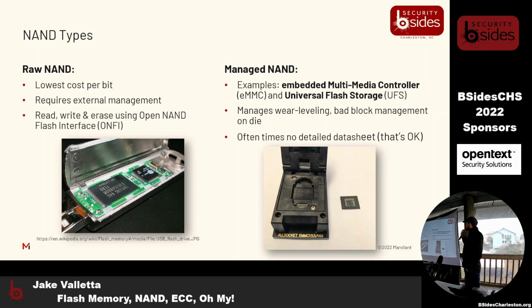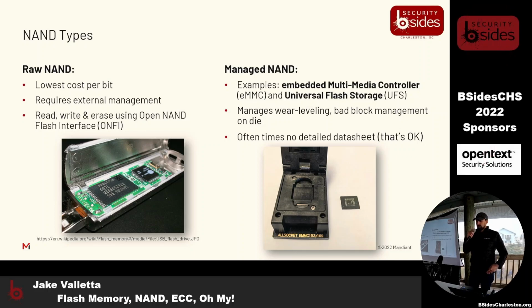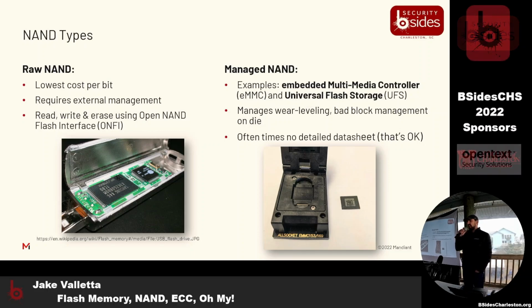Okay, so two types of NAND, because we're going to focus just on NAND for the rest of this talk. One is referred to as raw NAND, which is going to be the lowest cost per bit. You can think of it as a bucket, right? It's just a bucket, and there's bits inside of it, and somebody else, and I'm just calling it external management here, has to actually manage this flash for you in the form of a controller, right?